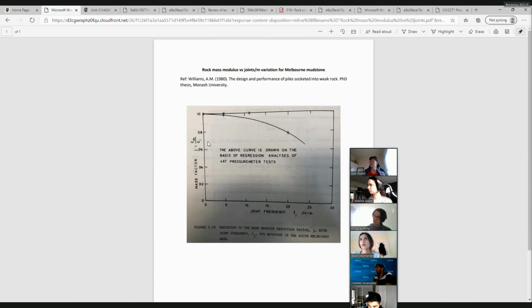So this only affects the socket length, right? Yep. And the settlement also. In the settlement part, at the bottom, you will have the rock modulus you need to insert, no? Oh, yeah.